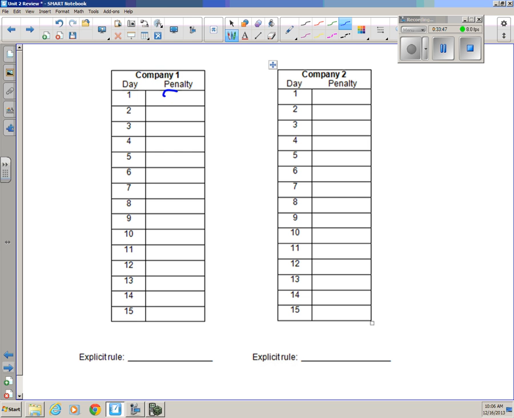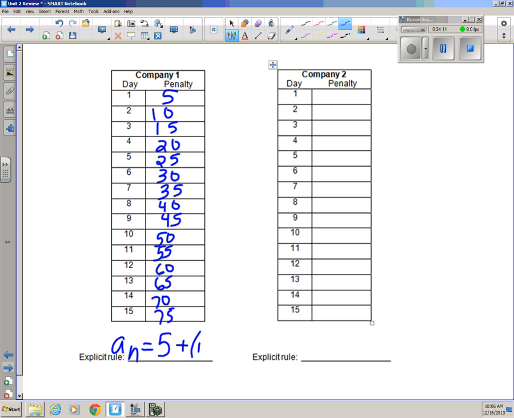So we've got $5, 10, 15, 20, 25, 30, 35, 40, 45, 50, 55, 60, 65, 70, $75. So the explicit rule, what's happening here is basically for every day late, we start out with $5 plus $5 each additional day. Or if you want to distribute this through, 5 plus 5n minus 5 really just says that every day you're late, it's just 5 times the day that you're late.